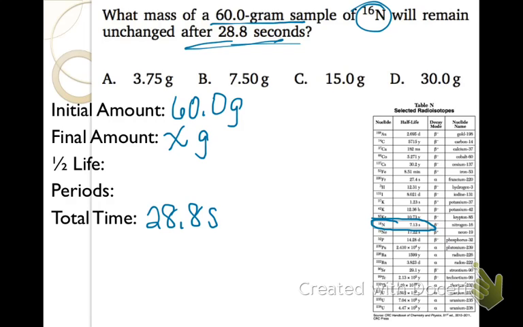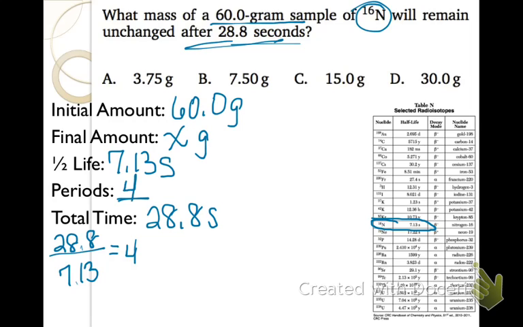So we'll use the 7.13 seconds that we've taken from Table N, and now we have to figure out the number of periods. So we have 28.8, the total time, divided by the half-life, which is 7.13, and that's roughly about 4 periods. Now the number of periods should be a whole number, so if it's not exactly a whole number, round it. So it takes 4 periods for this to decay.